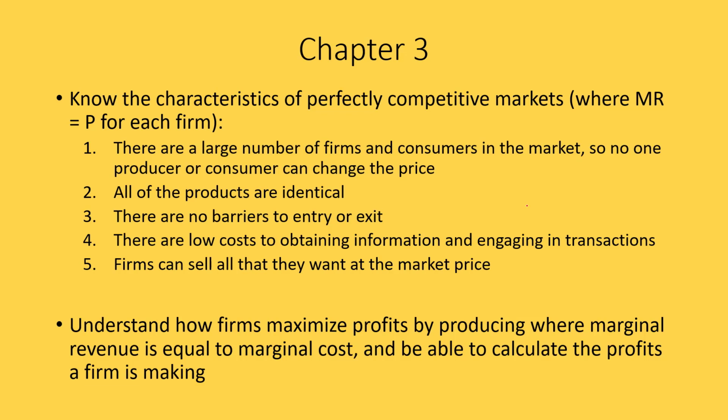So if you're a wheat farmer, the wheat that you're making is the exact same as the other farmer's wheat. There's really no difference between them. Or if you're an orange grower, the oranges you're growing are the exact same as the other farmer's oranges. Again, there's not really a big difference between them. So all of these products are identical.